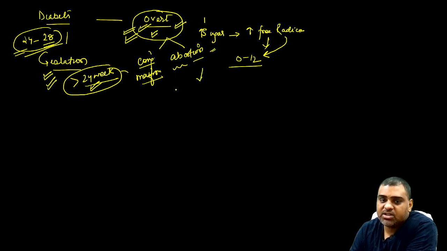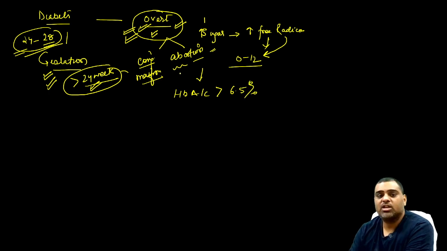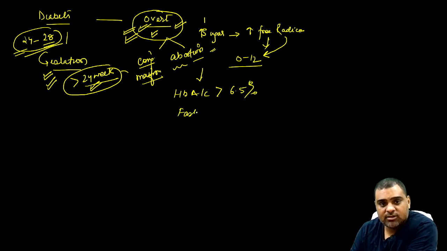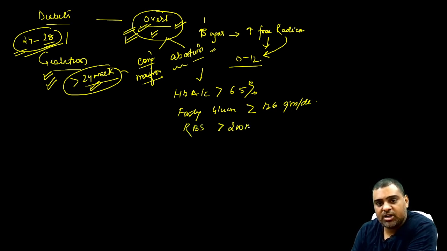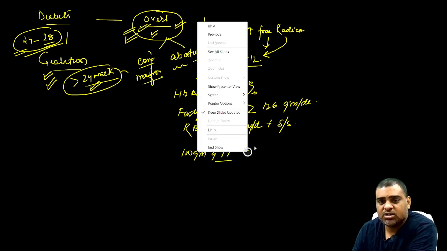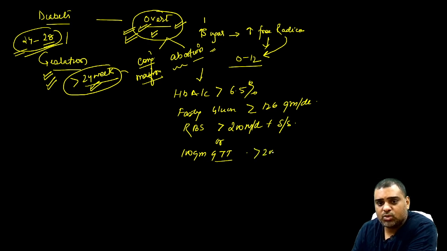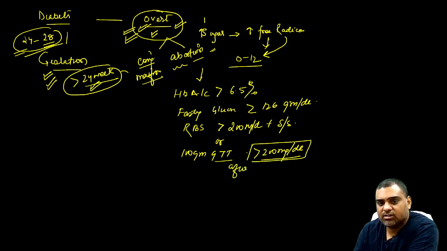Now, how to diagnose overt diabetes? An HbA1c of more than 6.5%, or a fasting glucose of more than or equal to 126 mg per dl, or a random blood sugar of more than 200 mg per dl along with signs and symptoms, or a 100 gram glucose tolerance test where you get more than 200 mg per dl after 1 hour.